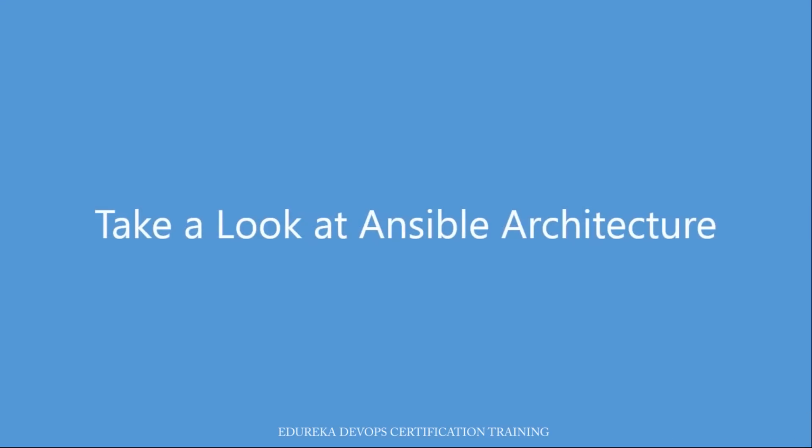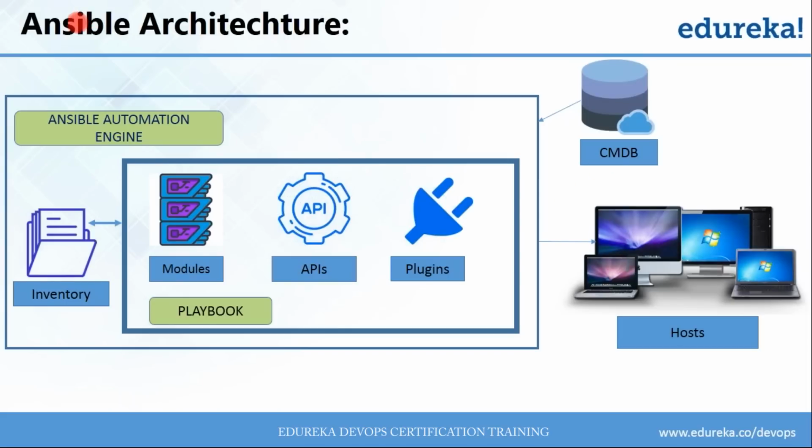Now this was all about how others have used Ansible. So now let us take a look at the Ansible architecture so that we can understand more about Ansible and decide how we can use Ansible. So this is the overall Ansible architecture. I've got the Ansible automation engine, and I've got the inventory and a playbook inside the automation engine.